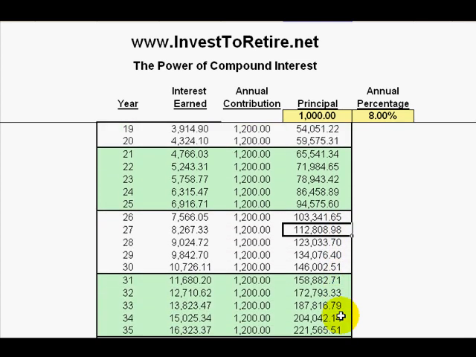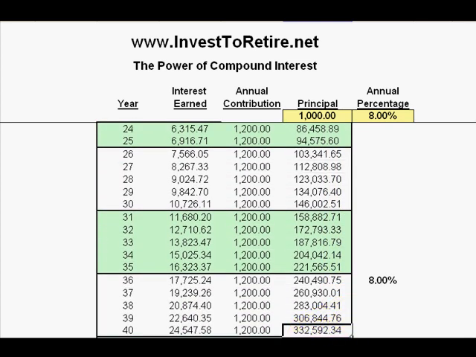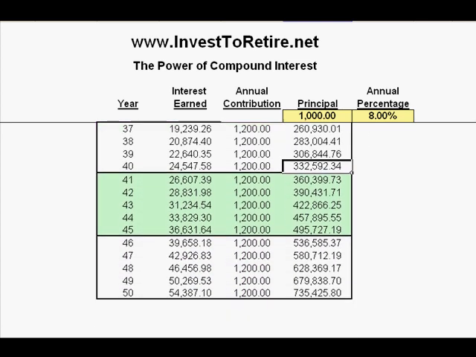So let's keep scrolling down. After 40 years, we're at $332,592. And after 50 years, you're at almost $750,000. I really hope that you're starting to get excited at this point, because these beginning dollar amounts are well within your reach. We've only started with $1,000 and added $100 each month.